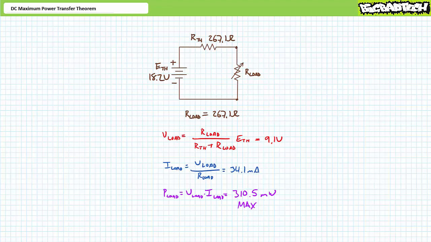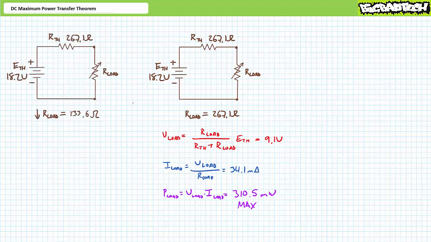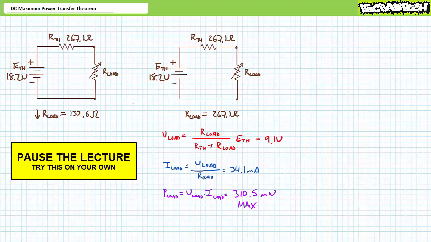If R load was set to any other value, lesser or greater, it will dissipate less than this amount of power. Let's prove this to ourselves by dialing R load down to 133.6 ohms, or half the Thevenin's equivalent resistance, and perform the same analysis. As an exercise to the viewer, I invite you to determine the voltage across the load resistor, the current through the load resistor, and the power dissipated by the load resistor when the load resistor is set to 133.6 ohms. By all means, pause the lecture and try this yourself. If you're tracking, you should have obtained the following values.